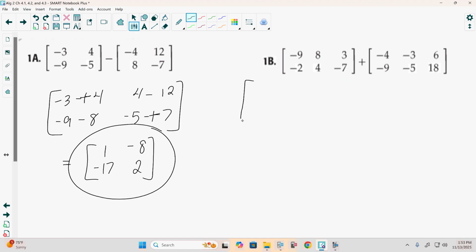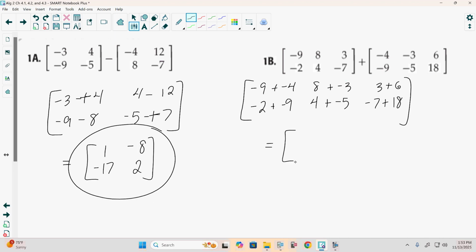I might as well go on and do 1B, because we have a 2 by 3 and a 2 by 3. So we'd have -9 plus -4, 8 plus -3, 3 plus 6. -2 plus -9, 4 plus -5, and -7 plus 18.